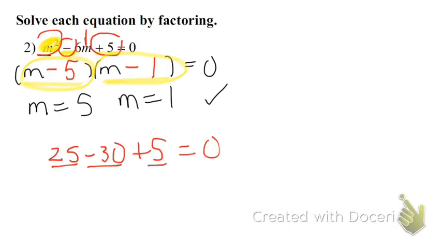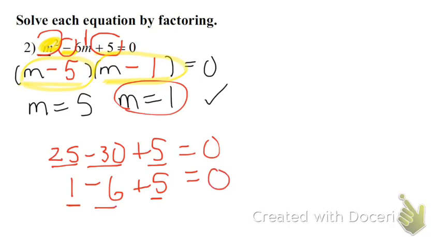It checks. Okay, now let me check the positive 1. I'm going to plug it in way up at the top again. 1 squared is 1. 6 times 1 is 6, and plus 5. Let's see. Add up the two positive numbers. You get a positive 6, minus 6, yep, it does equal 0, which is what that original equation means.